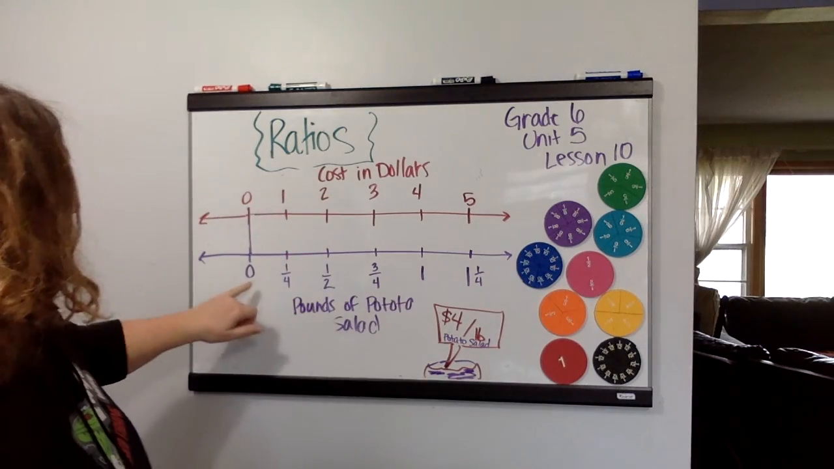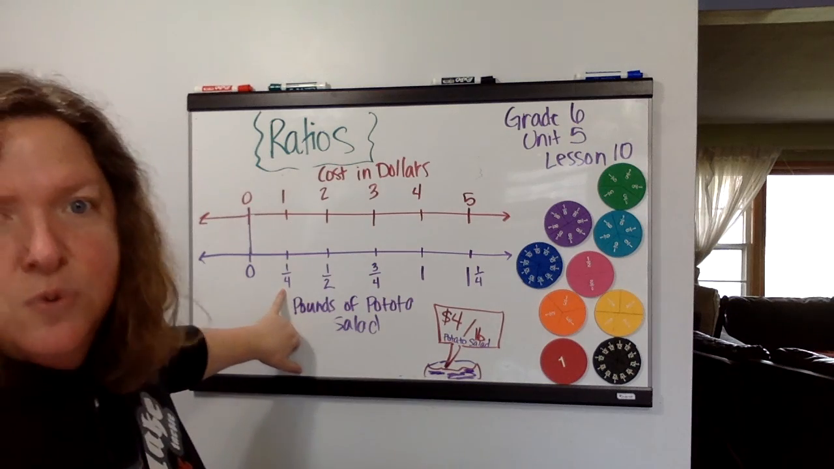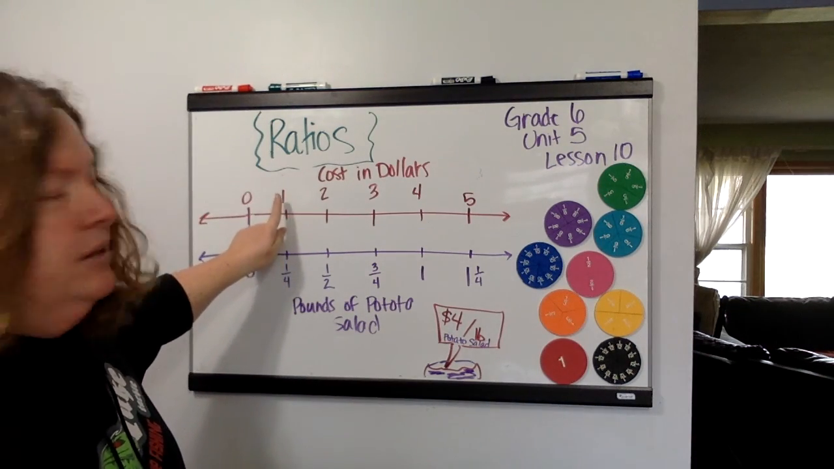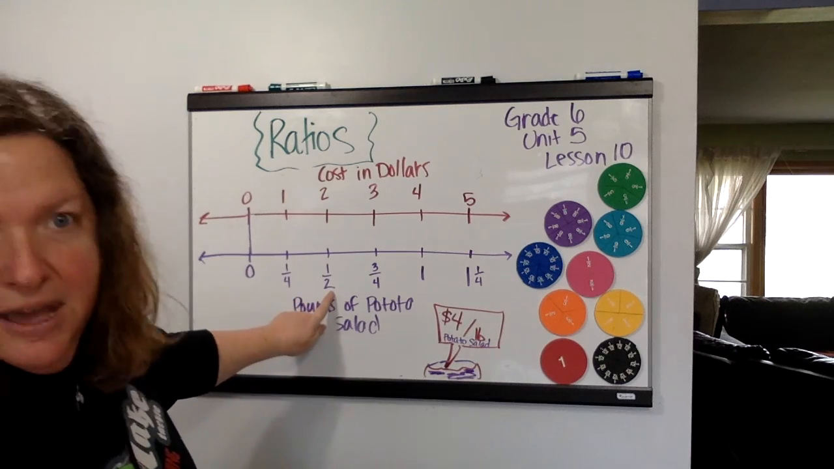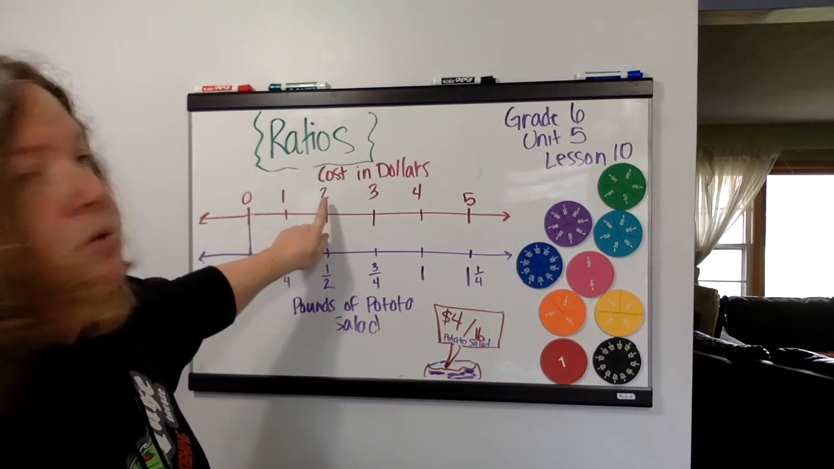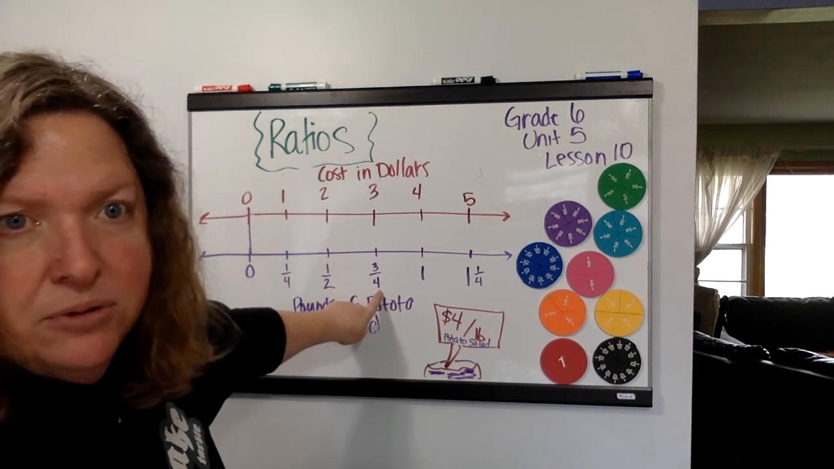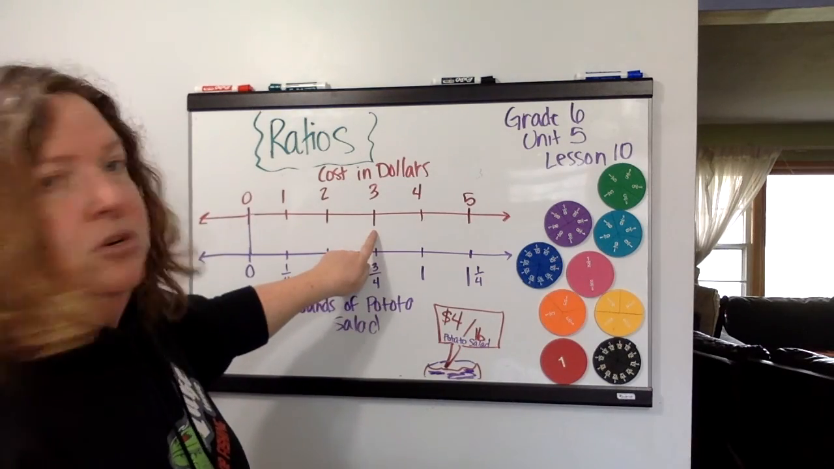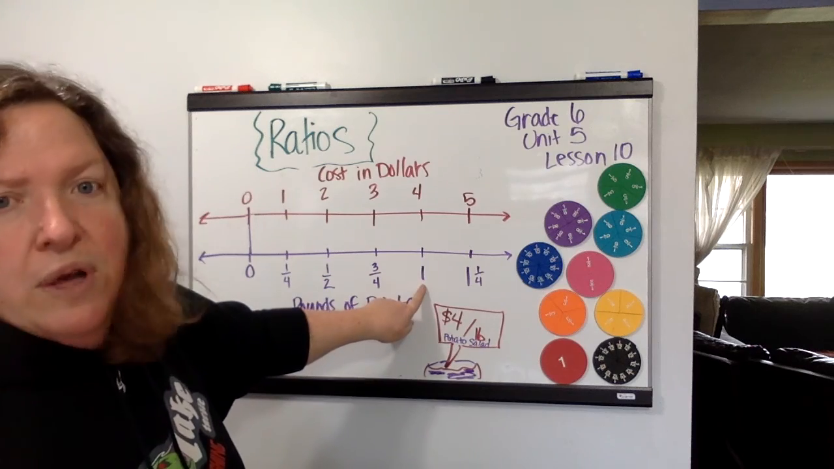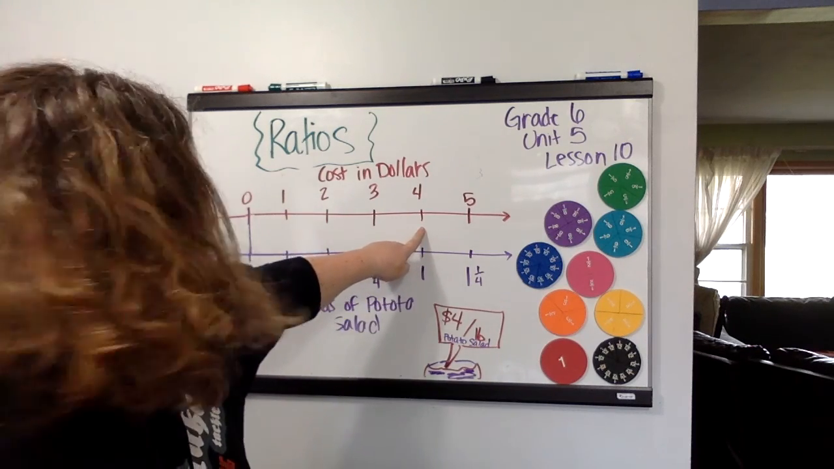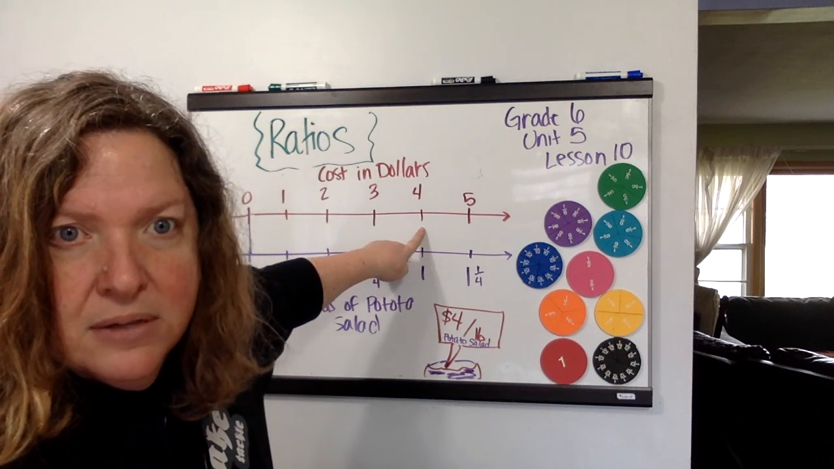So the cost in dollars. If you go to the deli and you order 1/4 of a pound, it's going to cost you $1. If you order a half a pound, it will cost you $2. If you order 3/4 of a pound, it'll cost you $3. And if you order 1 full pound of potato salad, it'll cost you $4. Could you keep going? Well, sure.